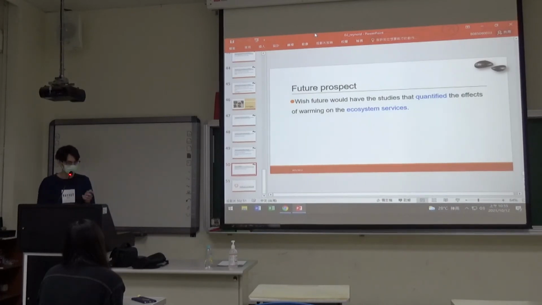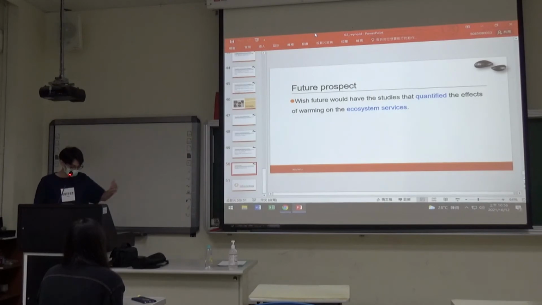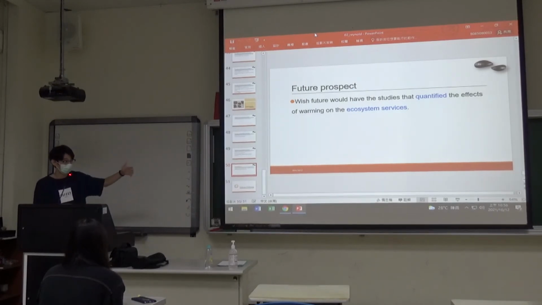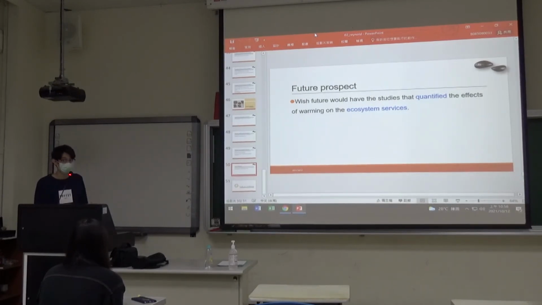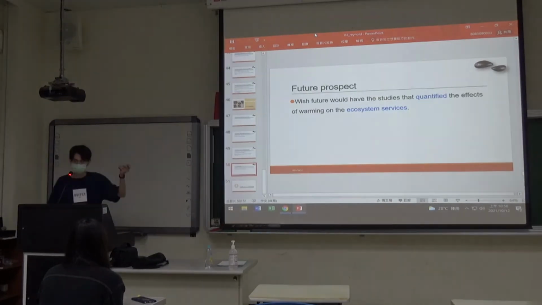And about our future research, we think quantifying the effect of warming is very important, so we can have more information to start on this phenomenon or this topic. Yeah, just quantify. This is very important.